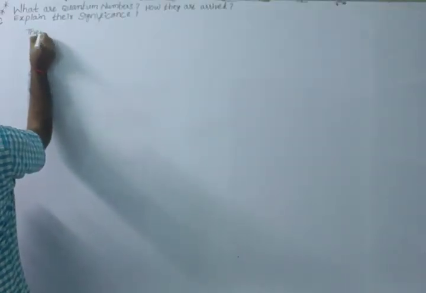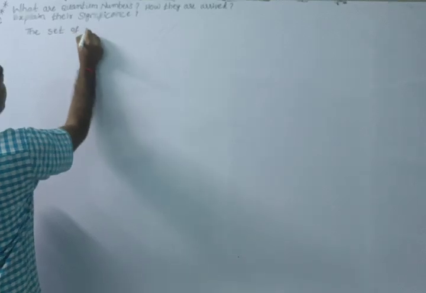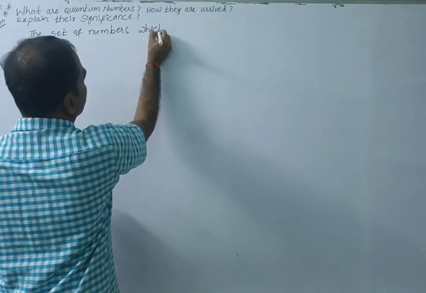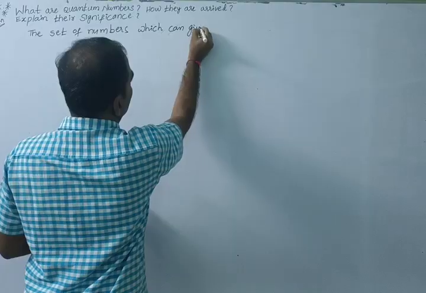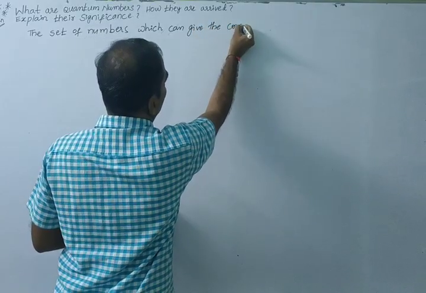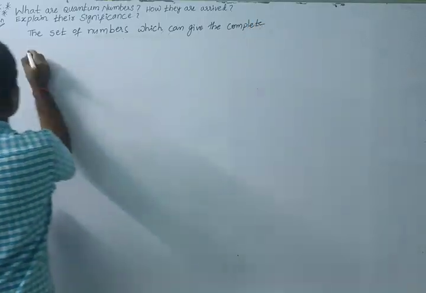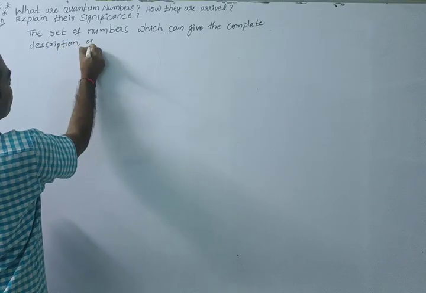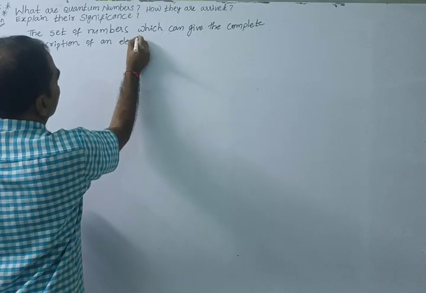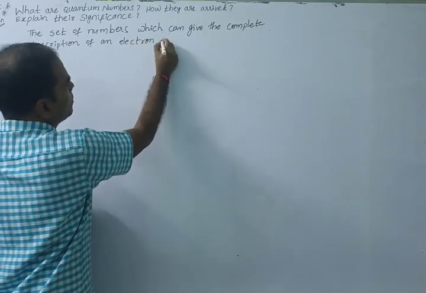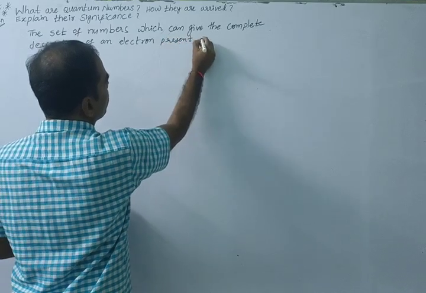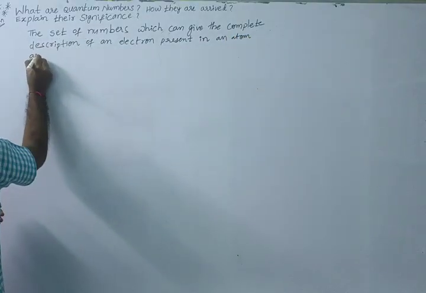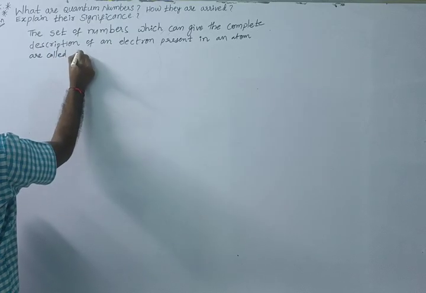The set of numbers which can give the complete description of an electron present in an atom are called quantum numbers.